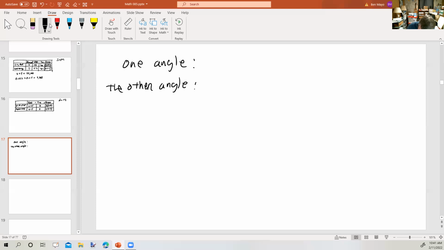Okay. I'm going to call one angle X and the other angle Y. Again, you don't have to use X and Y, and in WebAssign, it may tell you specifically what variables to use, and then you'll need to do that. But otherwise, you should be able to use any letters that you choose. Okay. So two angles are supplementary. So our first equation is going to be X plus Y equals 180.